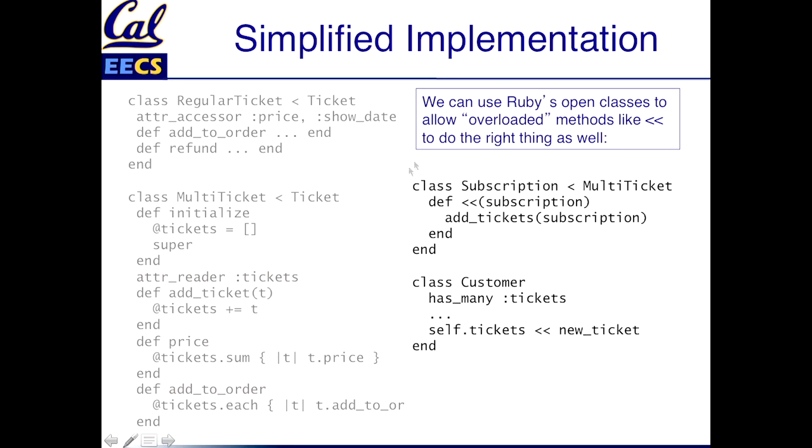In fact, we can also use Ruby's open classes so that if we want to override methods like add on to the end of a collection, the double less than method, we can override those to do the right thing. So for example, if a subscription is a kind of multi-ticket, we can override the collection operator to mean the same thing as add tickets, which is a method that we already defined when we wrote our composite class. And then when we're talking about adding a ticket to a customer, this method will do the right thing whether the new ticket is a single one or whether it's a collection of tickets. So again, what is it you're trying to do? You're trying to minimize the number of distinct code paths you have to maintain, because that minimizes the cost of having to make a change somewhere.